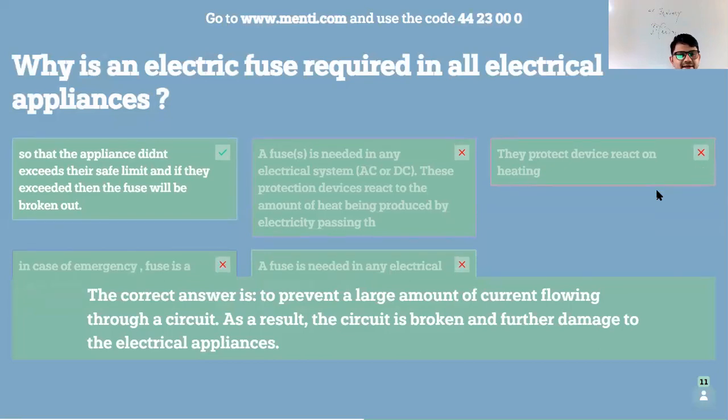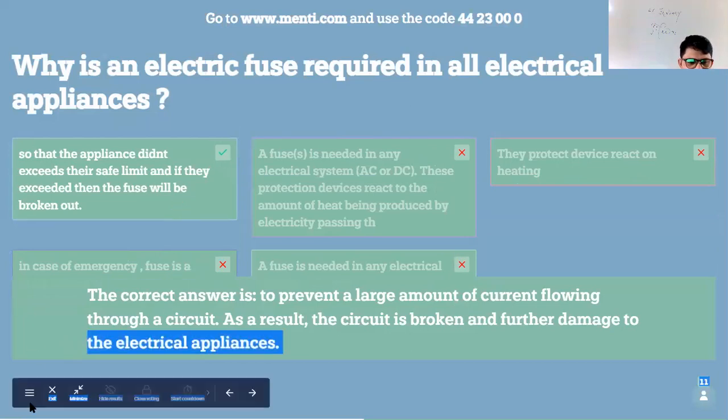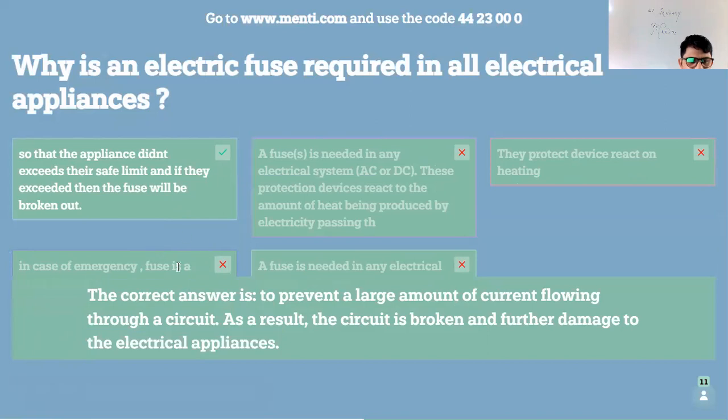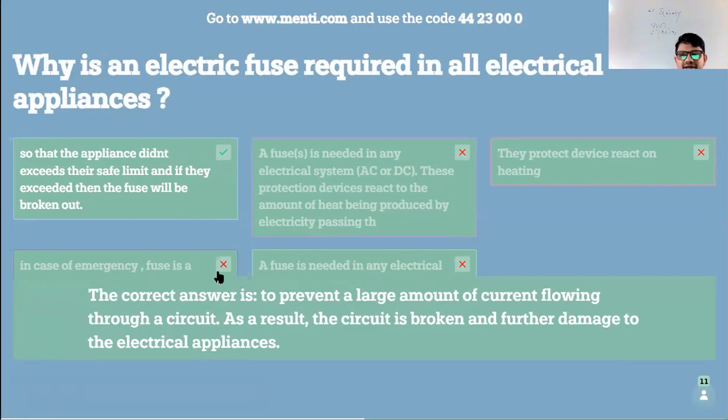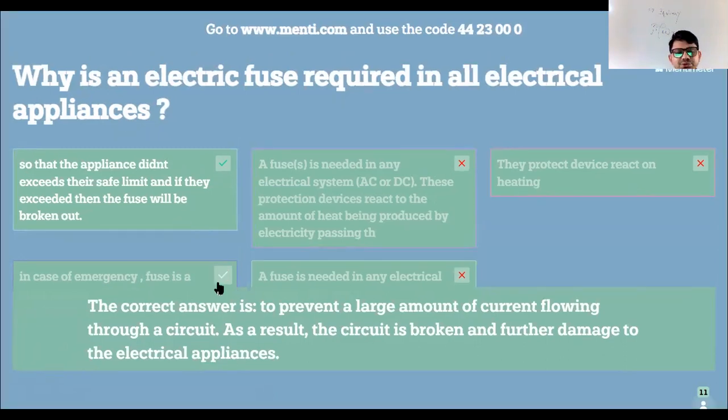Okay. In case of emergency, fuse is a safety device. Now we cannot do the correct name. In next class you do that.